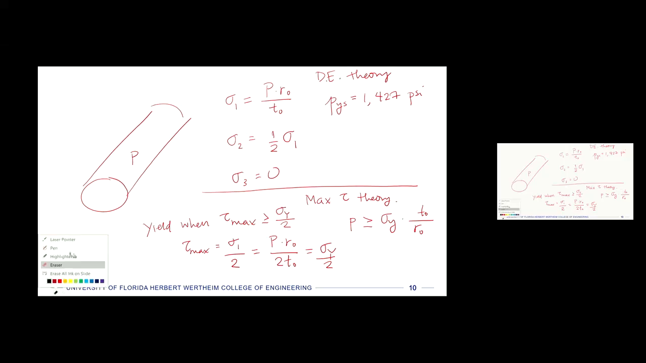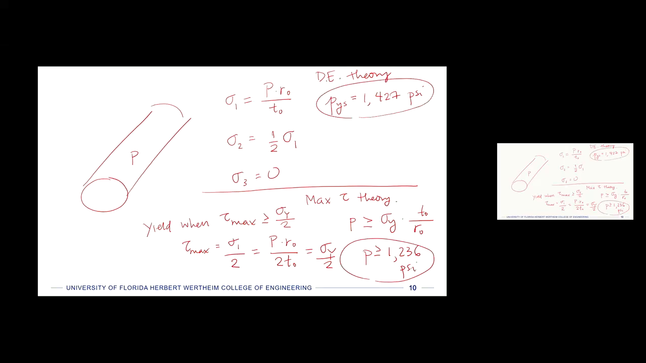So that's our yield criteria. And so we could calculate P greater than or equal to, and we come out with 1,236 psi. So it dropped about 13%. It's 13% lower if we take the first value to be sort of the more correct one, the less conservative one.